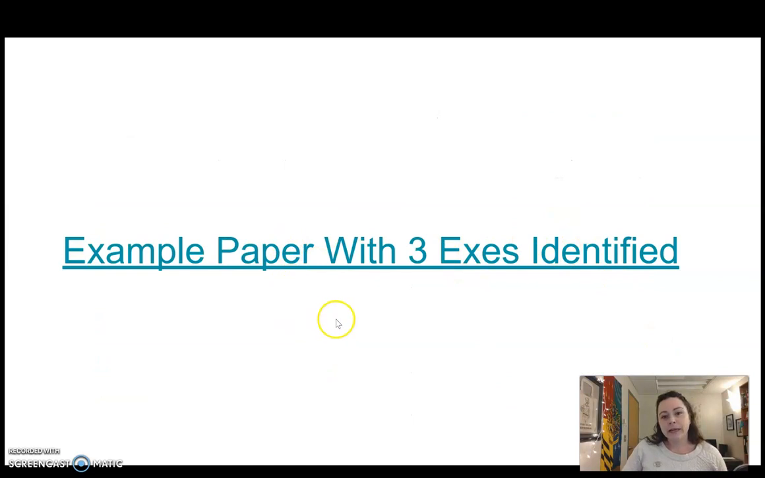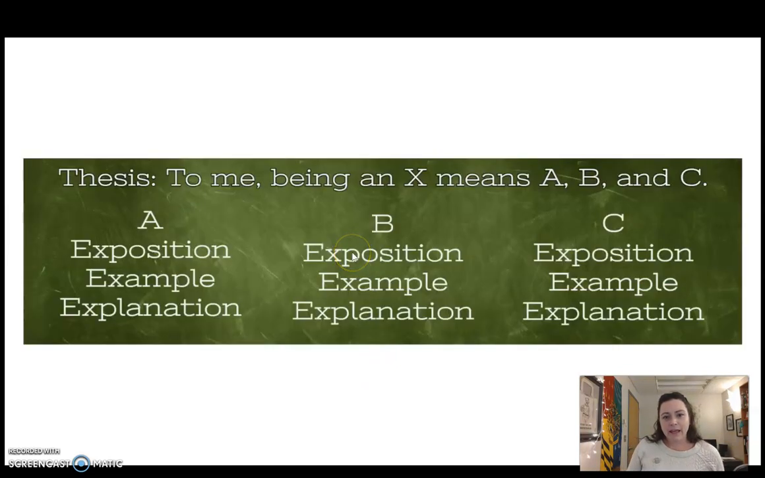You can look at a full paper with all the 3 X's identified. I'll put a link to that in the YouTube comments. And when you set this up, you may want your thesis to look something like this. To me, being an X means A, B, and C, with a section for each, each with exposition, example, and explanation, and the same with the other 2 sections.